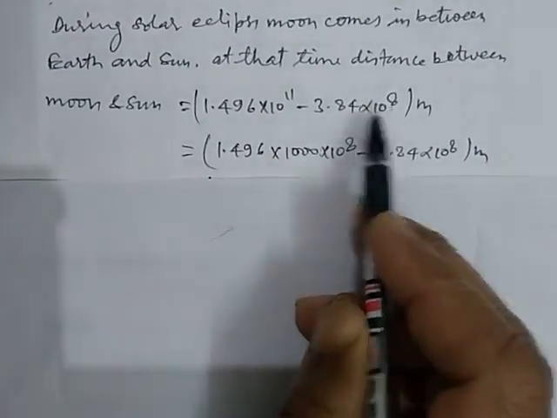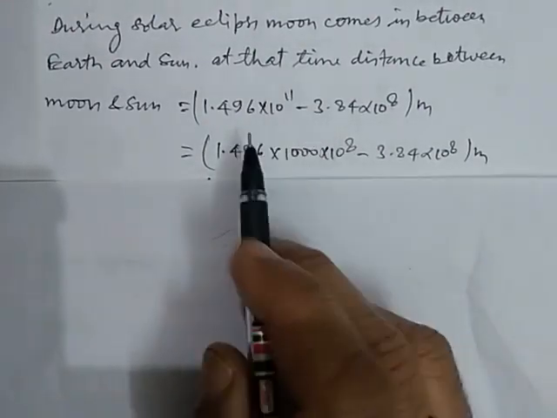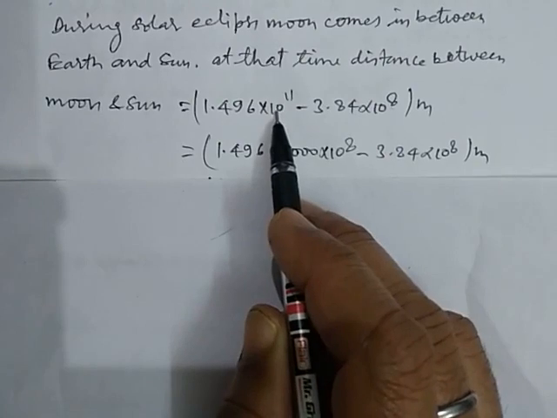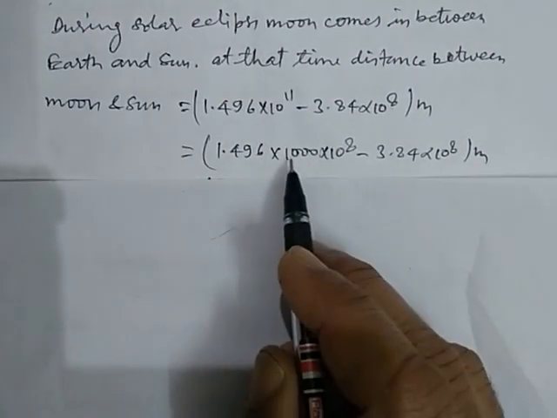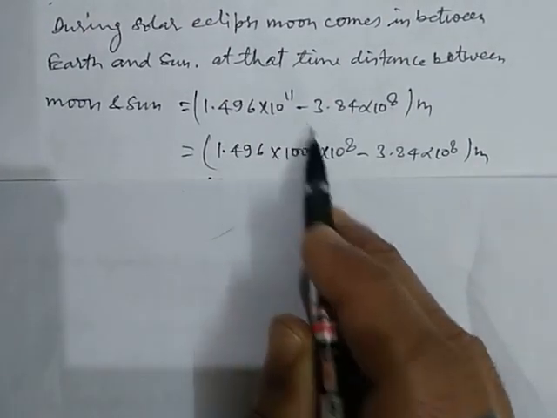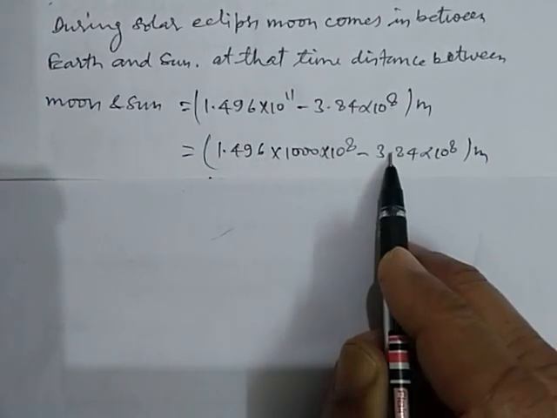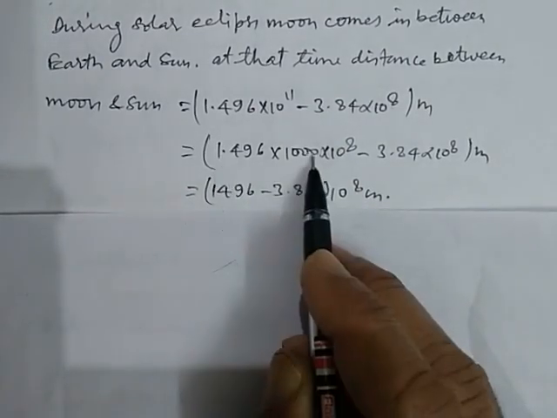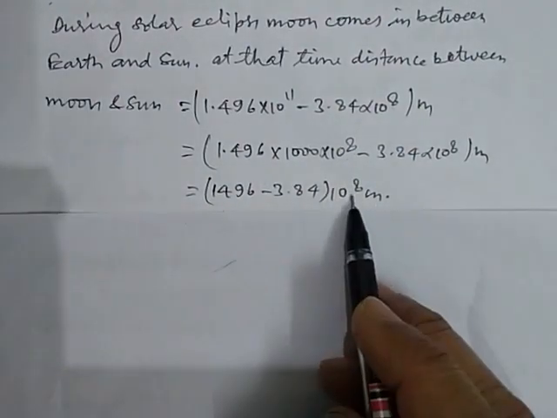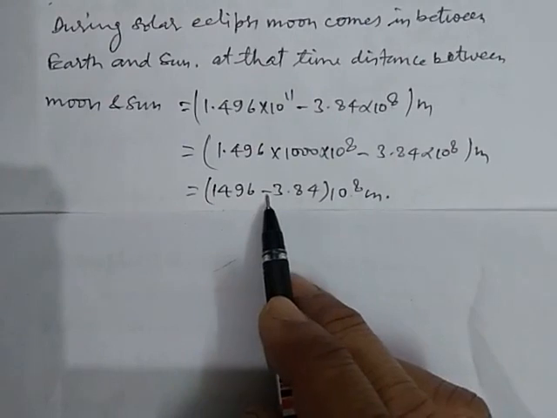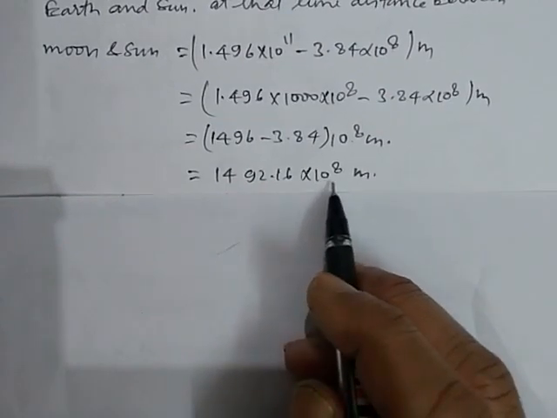So first we make these powers the same, then we subtract them. From 10 raised to the power 11 we take 3 powers, and write this as 1000. So this becomes 10 raised to the power 8. Now by multiplying and subtracting we get 1496, and this 10 raised to the power 8 is common, minus 3.84 here. Now by subtracting this we get 1492.16 into 10 raised to the power 8 meter.